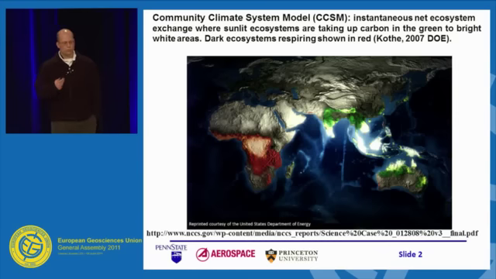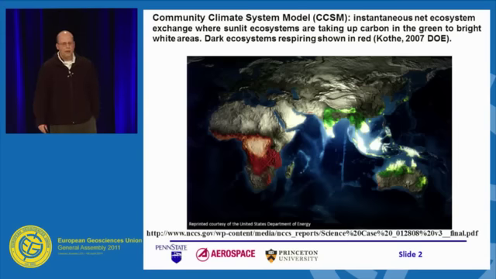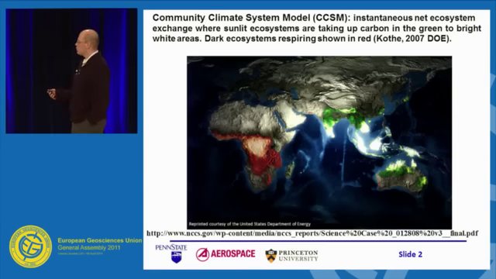And when they report why they're going to spend this money from the Earth science perspective, this is the figure that they use. So they show the community climate system model, and the example that they show is the instantaneous net ecosystem exchange. Here, in green and white, you have where sun-activated net ecosystem exchange occurs, and here in red, you have the respiring areas where it's dark. Now, the purpose here is not to go into detail of CCSM, but the higher ambition they're interested in is the coevolution of ecosystems and human systems in the next generation of tools.